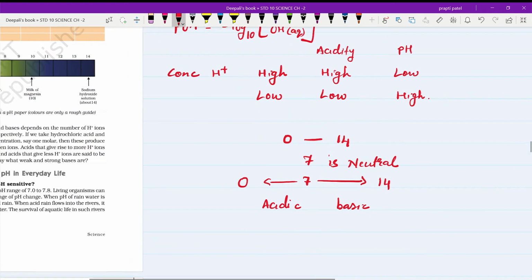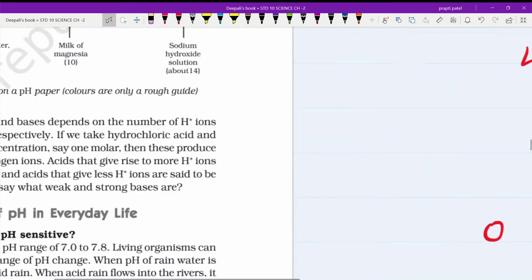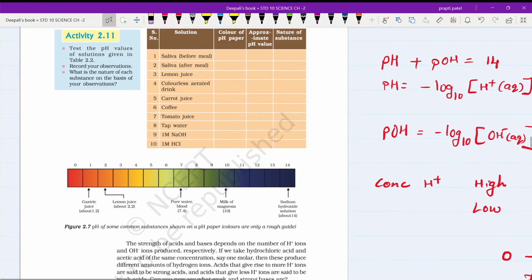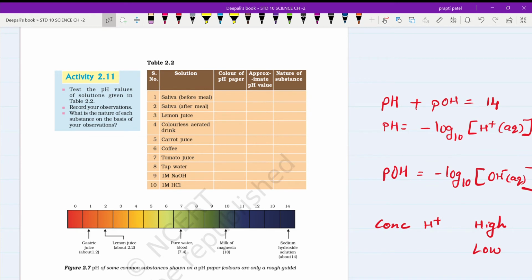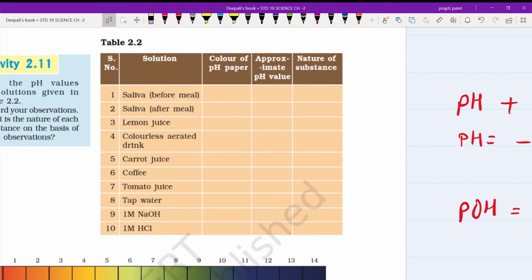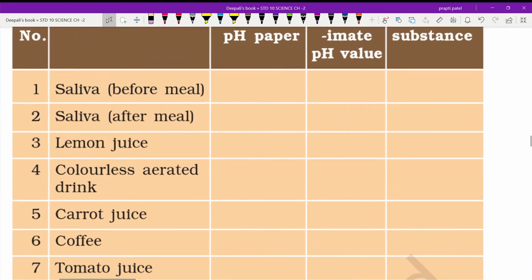Now let us perform an activity to understand this in detail. Here in this figure, the color gradation is given for various substances. We are going to take the solutions of various substances and check them with the universal indicator. The universal indicator is a mixture of several indicators. It is used to know the quantitative amount of hydroxyl or hydronium ion present in the solution. Now let us see the pH and the color range of various substances.